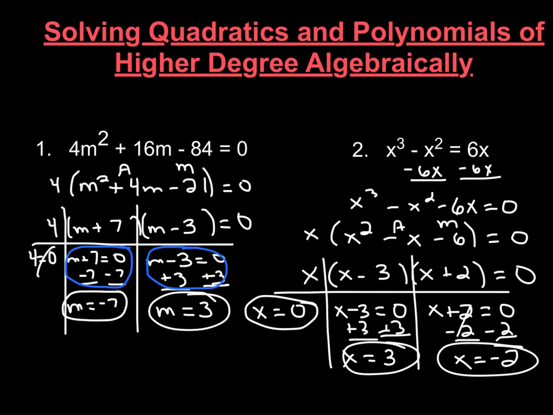So same thing in number 2. When we have x minus 3, we know we're going to wind up with x equals positive 3. So if you want to skip this step, feel free to skip it. And when we have x plus 2 as our factor, our solution is going to have the opposite sign. It's going to be x equals negative 2. So again, feel free to skip this.